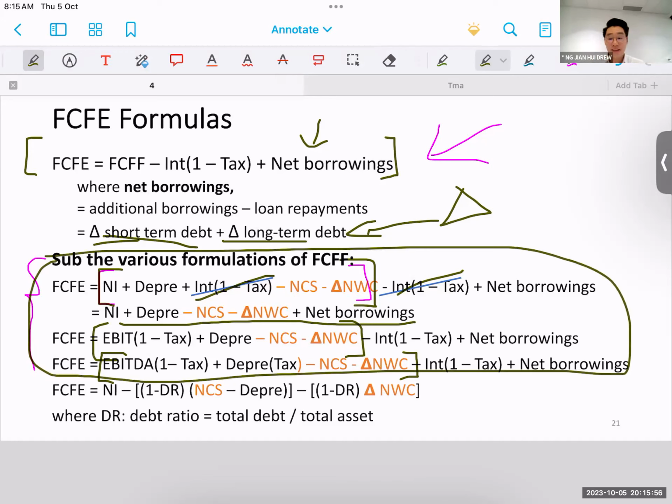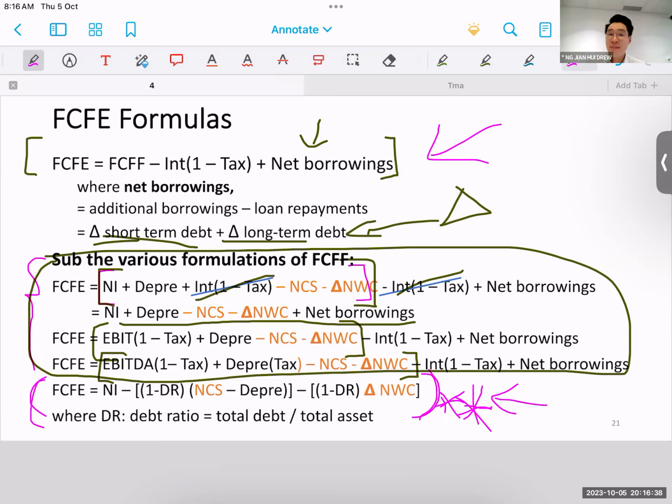Using formulation from FCFF. Now, this is a unique formula using the debt ratio. I put a star here. Why? Because this is the formula that you need to use for your TMA. Later we'll go through a TMA, but if they did not tell you what the net debt is, but they tell you the debt ratio or debt target ratio or any kind of debt ratio, you straight away need to use this formula. You cannot somehow derive a net debt from a debt ratio, right?